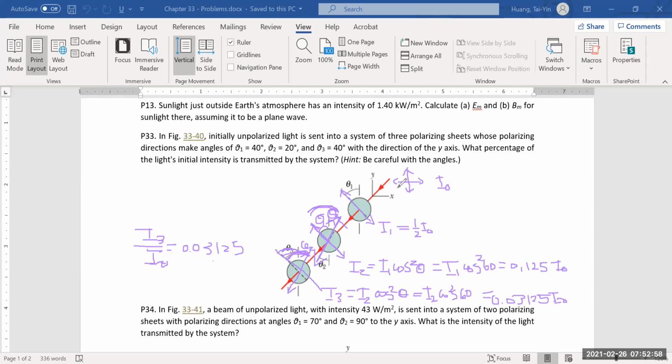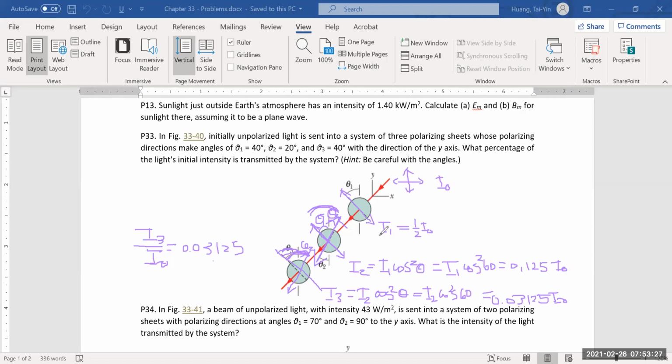Okay, so that's basically how you would do it. As you can see, initially unpolarized, the intensity will drop by half after you pass through the first polarizer, and for the rest of the intensity, you will use the cosine theta squared law to calculate the intensity, and the direction of the polarized light will always be in the same direction as the one that's being passed through.